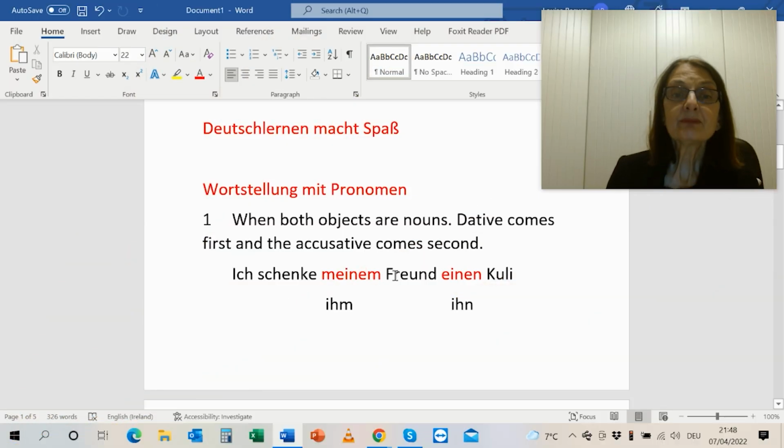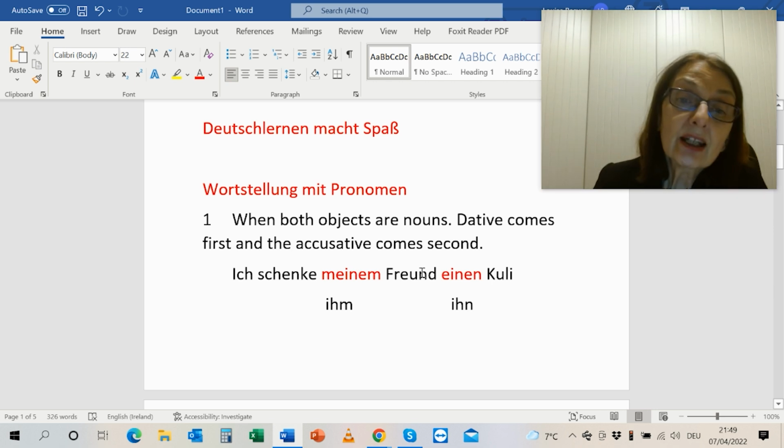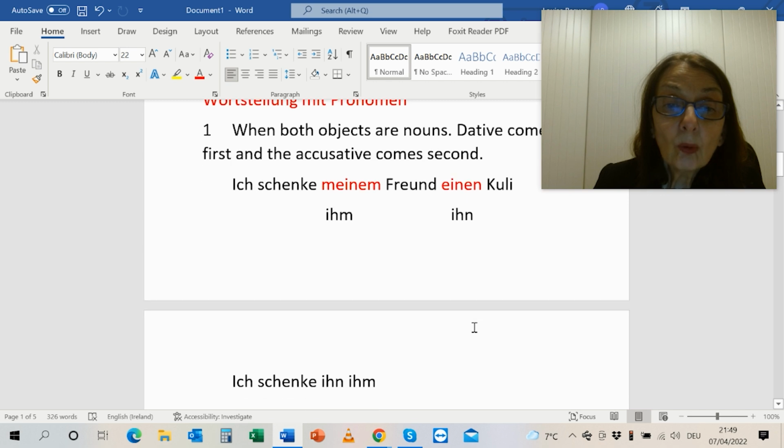Back to the point in hand. Ich schenke meinem Freund einen Kuli. So here we have an M here, and then we must have to put an M here. So ich schenke ihm, and then the masculine accusative must also have an N. So we have ich schenke ihm, and then ihn. But then we have to put it in the correct word order.